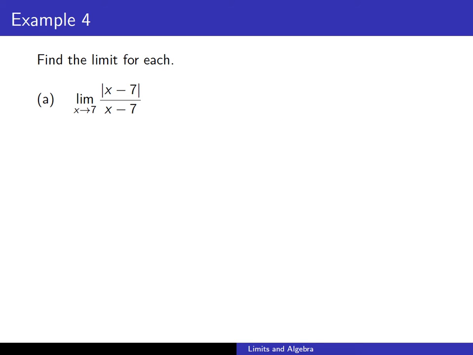So example 4, find the limit of each. So we have for part A, the limit as x approaches 7 of the absolute value of x minus 7 over x minus 7. If we directly evaluate this at x equals 7, we get the absolute value of 0, which is 0 over 0. So we don't want 0 over 0.